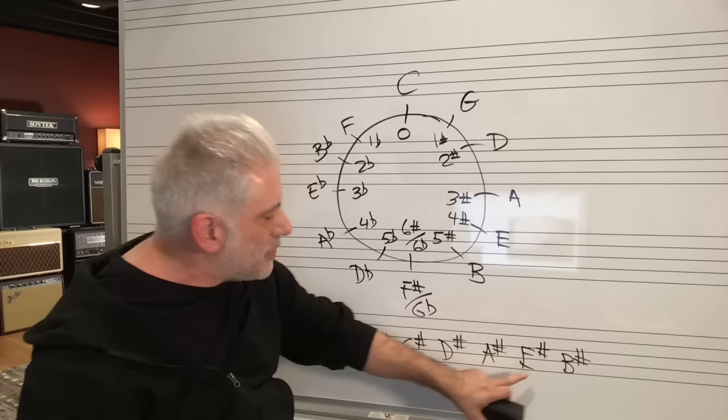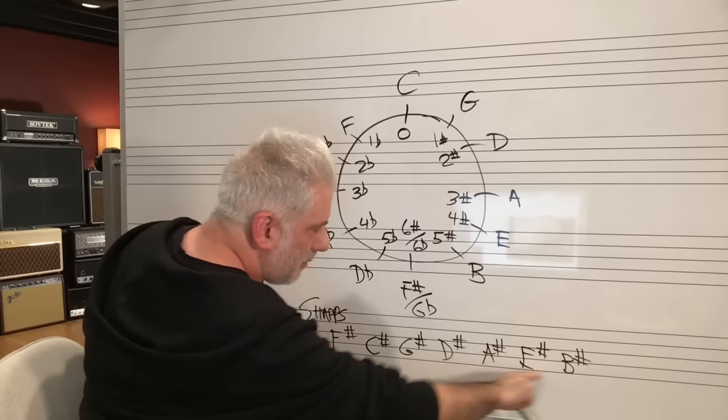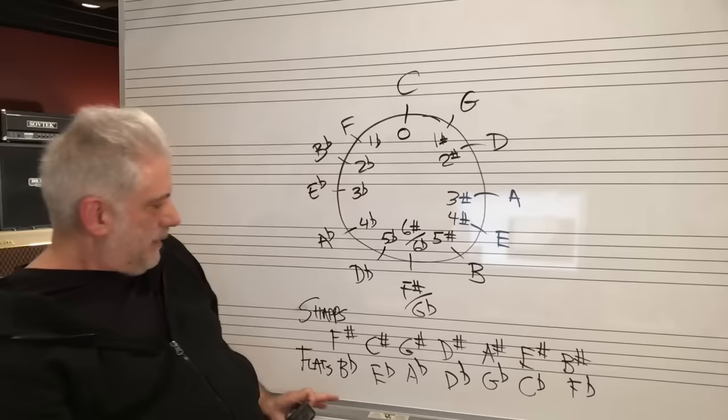If I reverse the order, then you have the order of flats. So B flat, I'm just going backwards now: E flat, A flat, D flat, G flat, C flat, and F flat. That's actually seven. If you memorize the order of sharps and flats, you'll know.